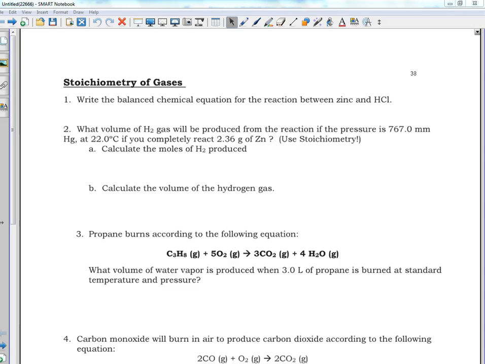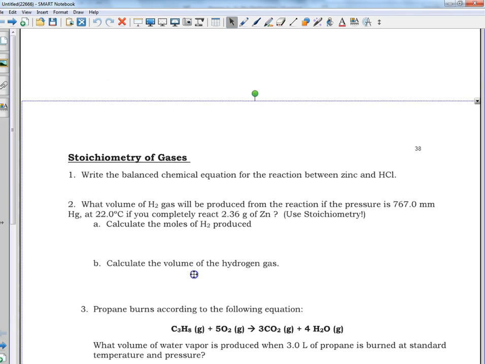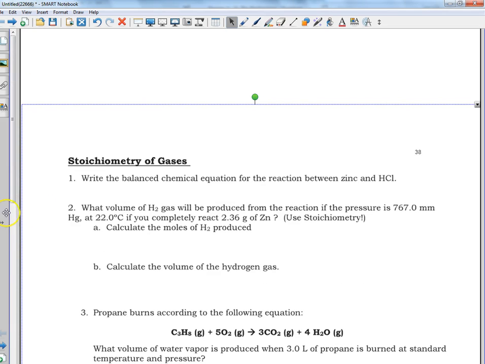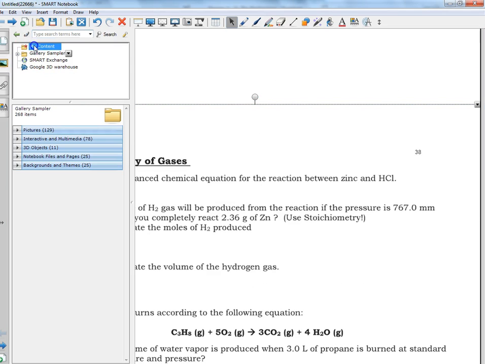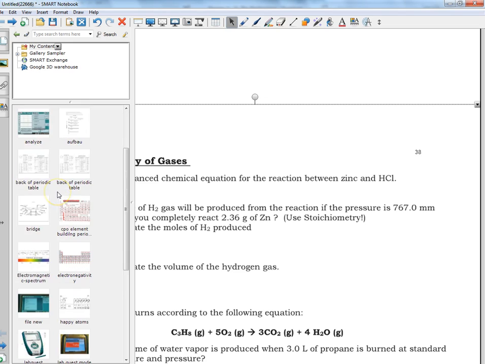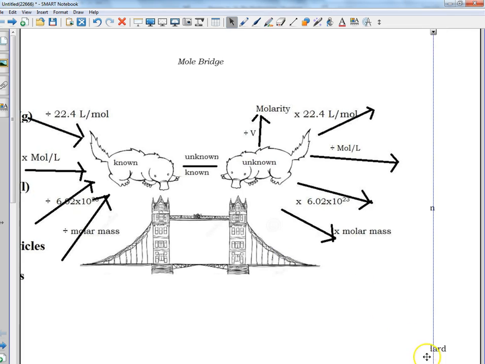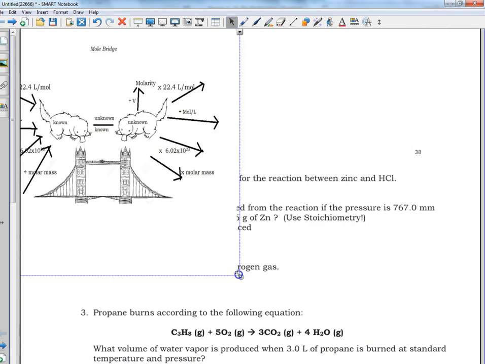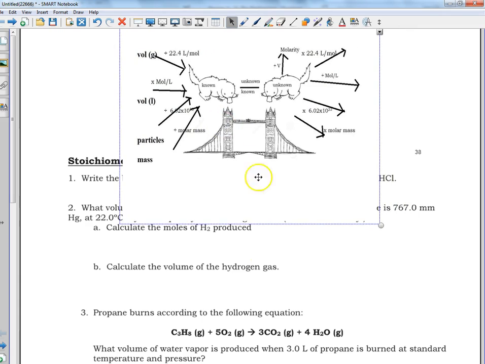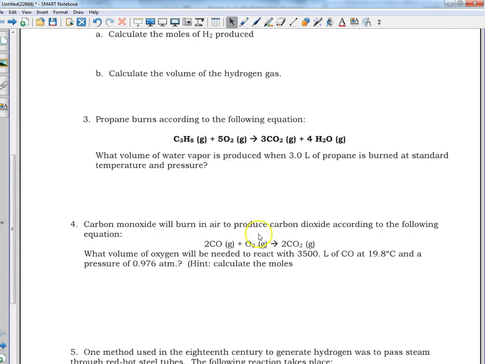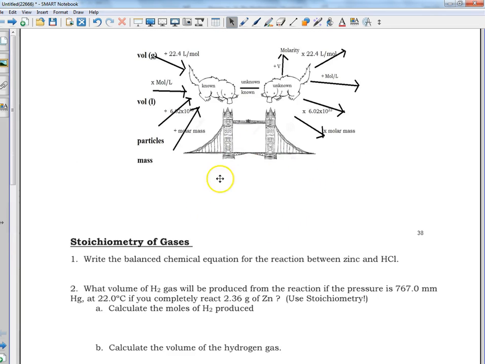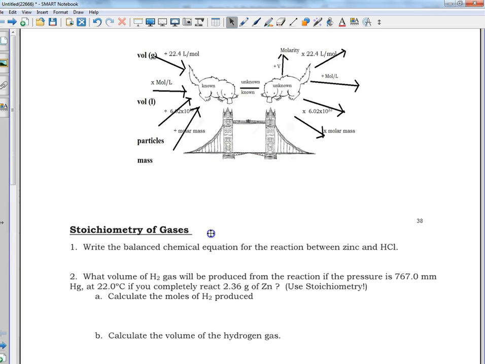All right, stoichiometry of gases isn't any different than any of the other stoichiometries we've done. We're still going to be looking for the mole ratio. So if I pull up my mole bridge, we're still going to be looking for the unknown ratios. Okay, so with that in mind, let's start.